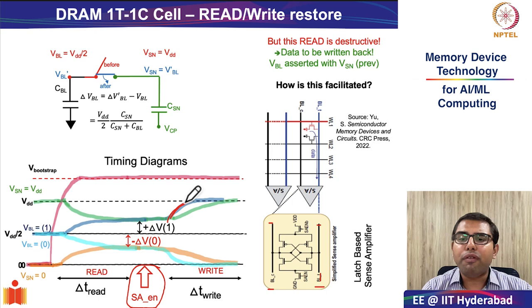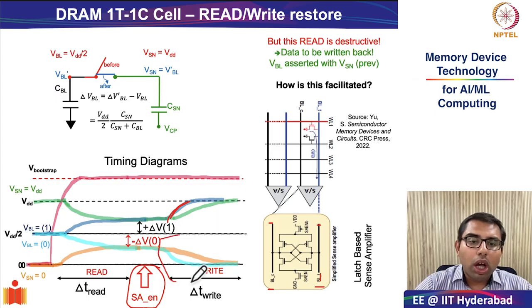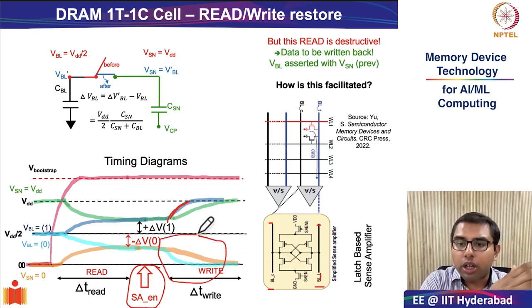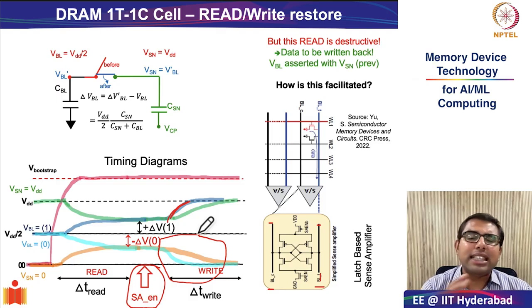On the other hand, if delta V is negative, then the bit line is forced to 0 or ground by the latch, and as the access transistor is still turned on, the storage node tends to restore the value to 0 by discharging through the bit line. So this is in essence our story about read, write and restore.